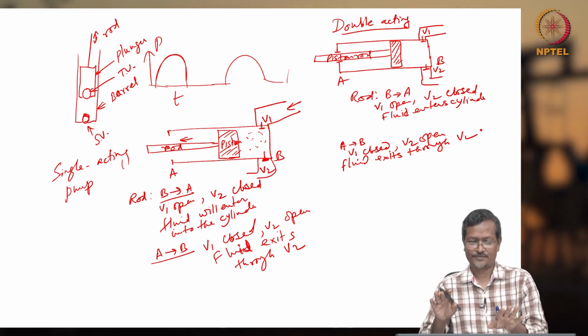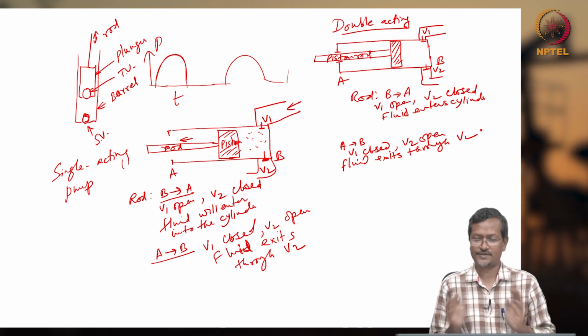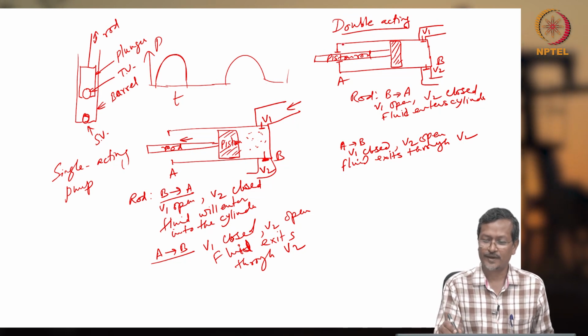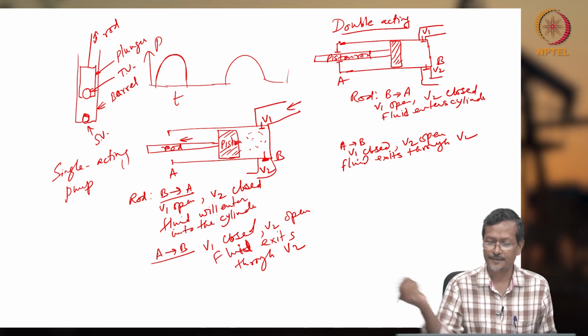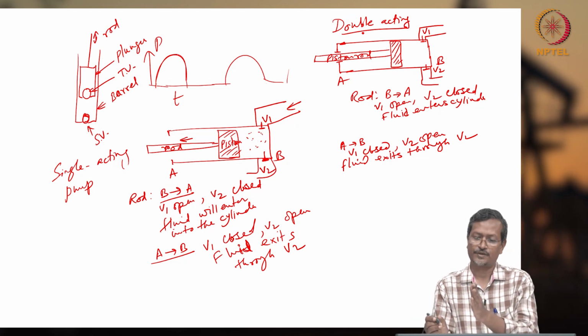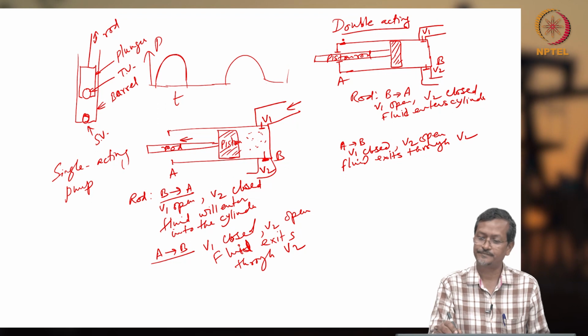Now I said double acting, but I wrote it the same as single acting. You see the left side picture, single acting and double acting, I wrote the same thing. Now what is the difference? The difference is that here, when the piston is moving B to A, there will be some more valves nearby the A end. When the piston is moving this side, it is sucking, so the delivery will be happening here.